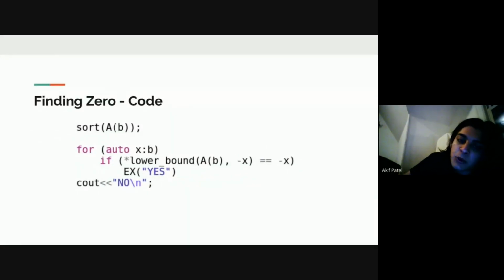And so maybe this is slightly more clear if you look at the code. We sort the array or vector or whatever. This is using a macro from the STL lecture, which is just a short form for dot begin and dot end. Then we loop over it, and we search in that thing for negative x using lower bound, and then we dereference it to get the value and make sure that it's equal to the value we're searching for. And if that's true, then that value exists, and we print yes and exit. Otherwise, it's no. Any questions?